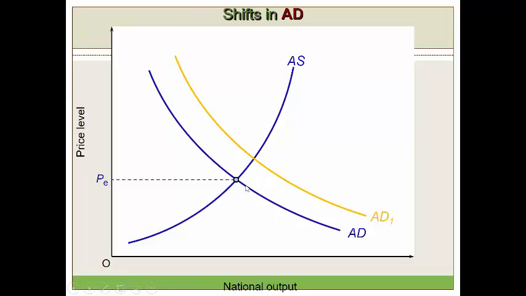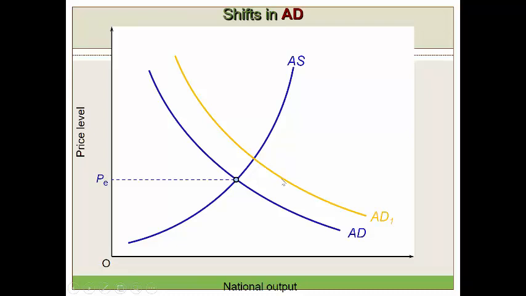For example, in this case, we see that the aggregate demand curve moved to AD1. That's this new equilibrium price and higher demand for national output at a higher price now. Or in other words, for a given equilibrium price level, we demand more when there's a shift in aggregate demand. But what causes the shift?